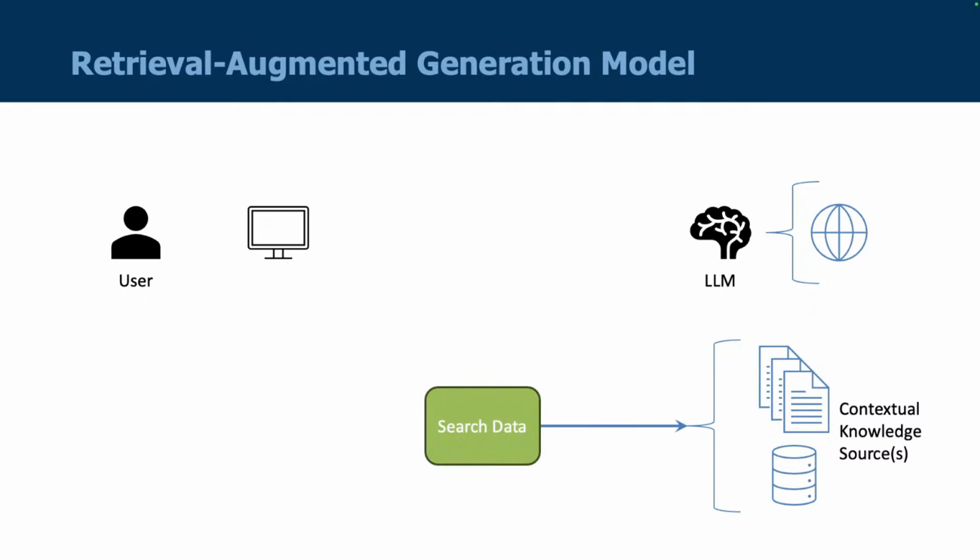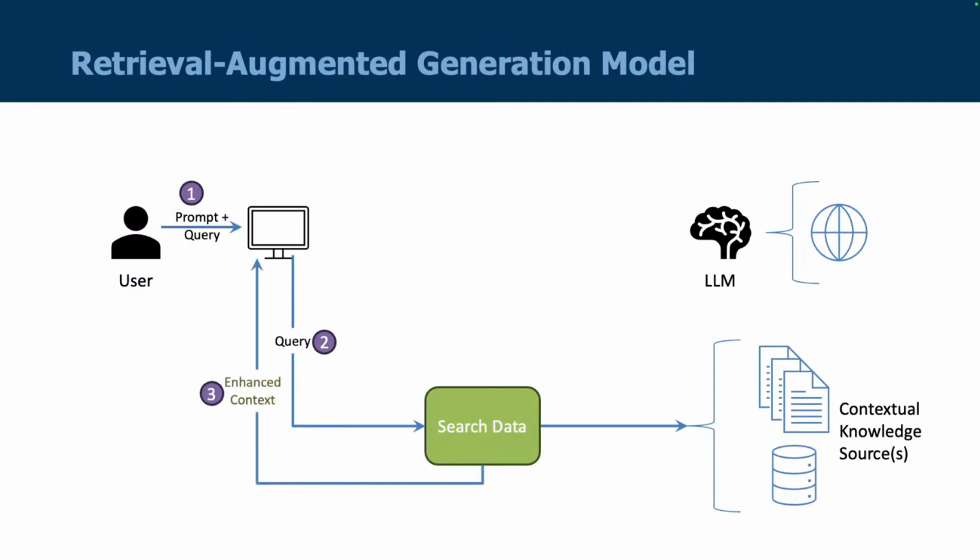Now, what happens is when the user submits the query to the query interface, instead of going directly to the LLM, it sends its query to this search database, and the search intelligently goes and looks through the contextual data and finds all the information that it thinks is relevant to your query, and it returns that, and then the interface sends that to the LLM with the extra information.